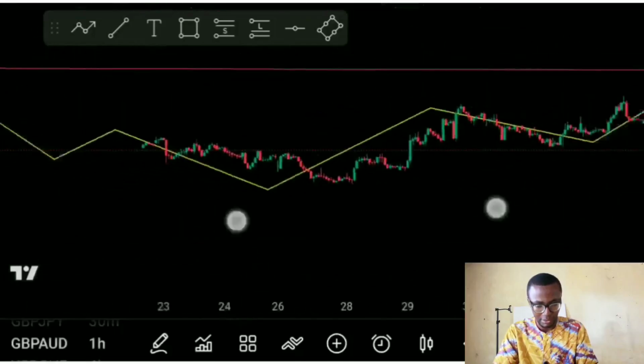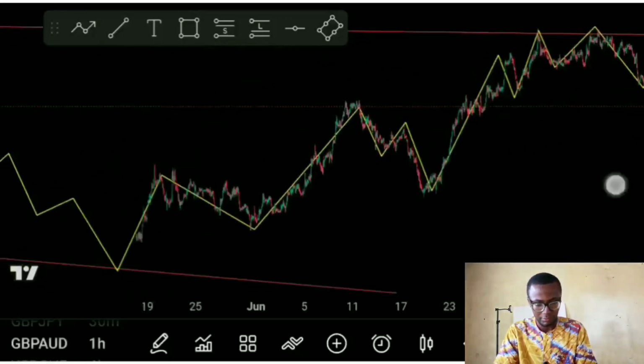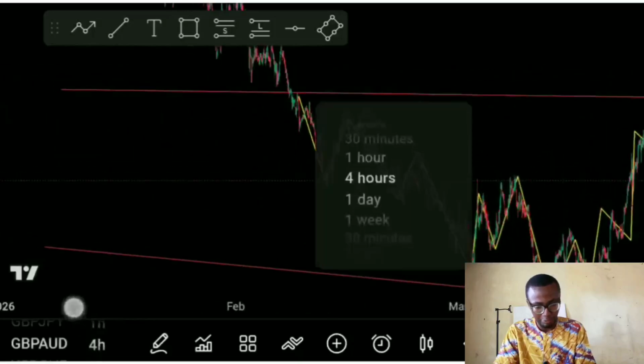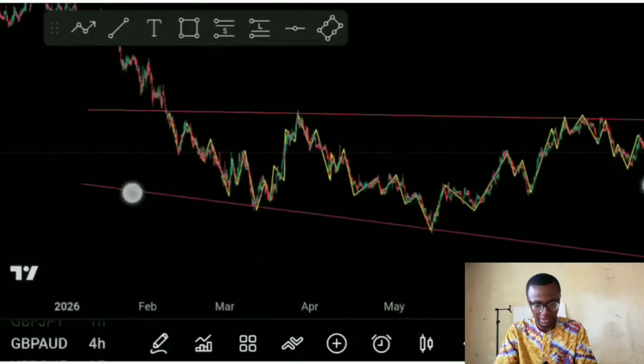Now this is our chart, right? This is our chart here. If you look at it from the 4-hour time frame, you will see that this is our chart. Are you seeing it?